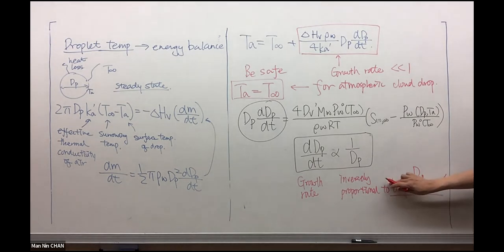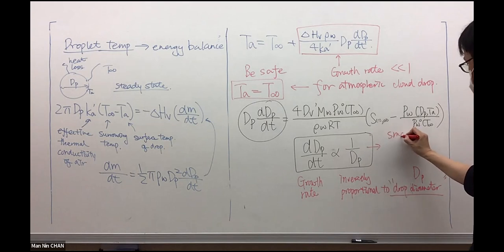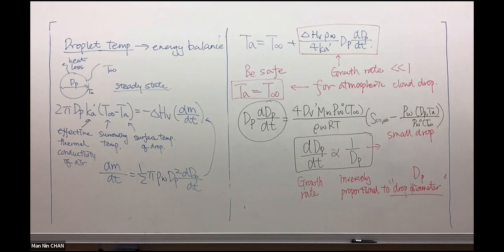So it will be inversely proportional to your droplet diameter, that means your dp. So in other words, your smaller droplets will grow faster than the larger drops, or the larger ones.